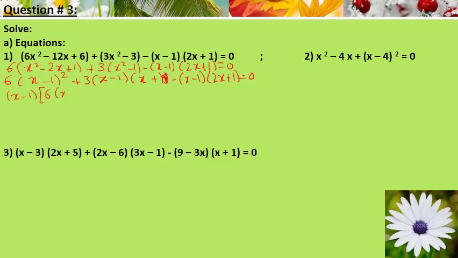6 into x minus 1, plus 3 into x plus 1, minus 1 into 2x plus 1, is equal to 0. Now we should get rid of the parentheses.